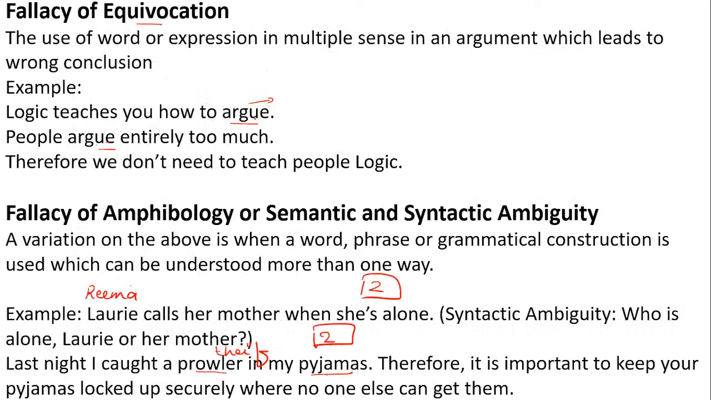See, here what is happening is, one single word is having two meanings. Okay, in fallacy of equivocation. But in fallacy of amphibology, the construction of the sentence is in a way that it is having two meanings. The sentence is made in a way that there are two meanings coming out of the same sentence. So here a single word is having two meanings, and here one sentence can be understood in more than one form.